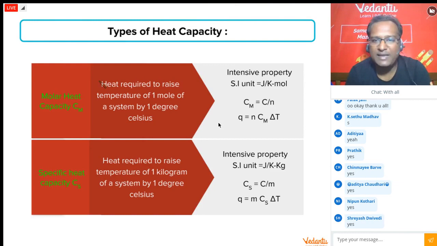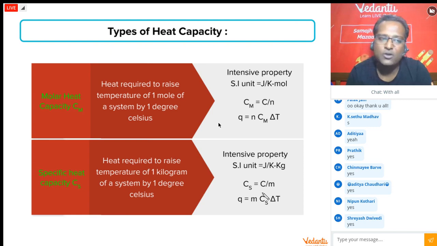Now, heat capacities can be written in two ways. If I'm writing my equation in terms of number of moles, I will call it molar heat capacity. If I write it in terms of mass, I will call it specific heat capacity. डिफरेंस क्या है सर दोनों में? नथिंग. एक में मास यूज किया, एक में मोल्स यूज किया है. केमिस्ट्री वाले मोल्स में ज्यादा प्ले करना पसंद करते हैं, फिजिक्स वाले मास में ज्यादा प्ले करना पसंद करते हैं.